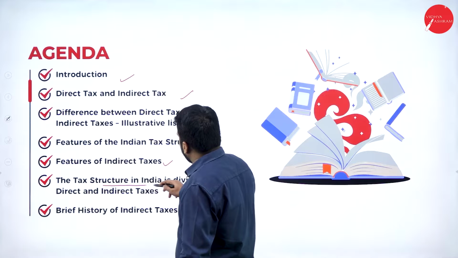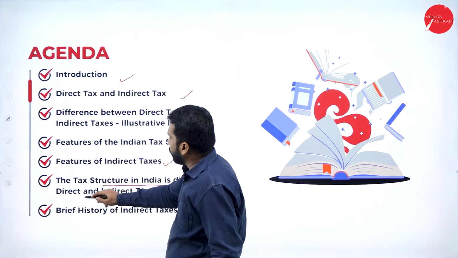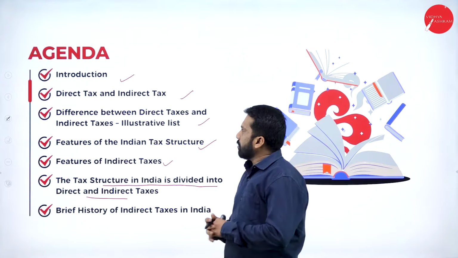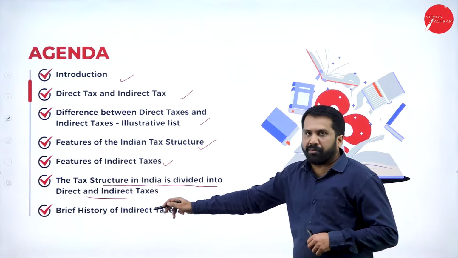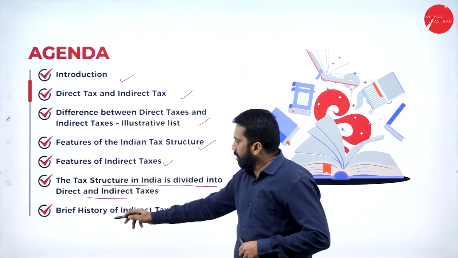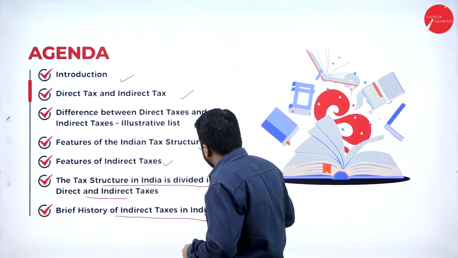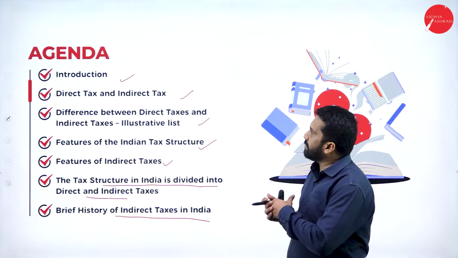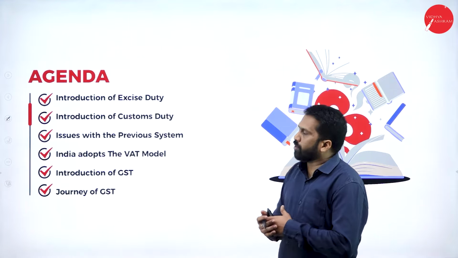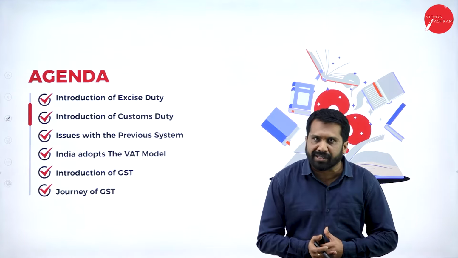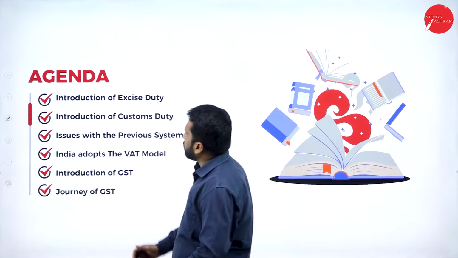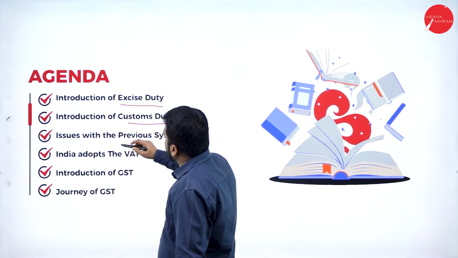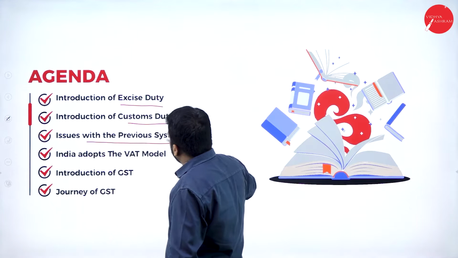The tax structure in India is divided into direct and indirect. Already we will learn about direct and indirect tax, so the same thing will be repeated. Then a brief history of indirect taxes in India. This is all about your taxation and all about today's session. Along with this, we also learn what is excise duty, what is custom duty, and issues with the previous system.